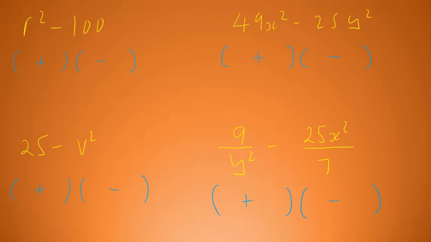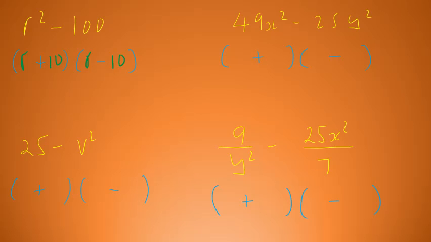What I've done here is this is the difference of two squares, and it's quite easy, although some of these look complicated, that you can quite easily just write the answer down. So let's go for it then. If you take r squared, the square root of r squared is r, so we'll put an r there and an r there. The square root of 100 is 10, so we put a 10 there and a 10 there.